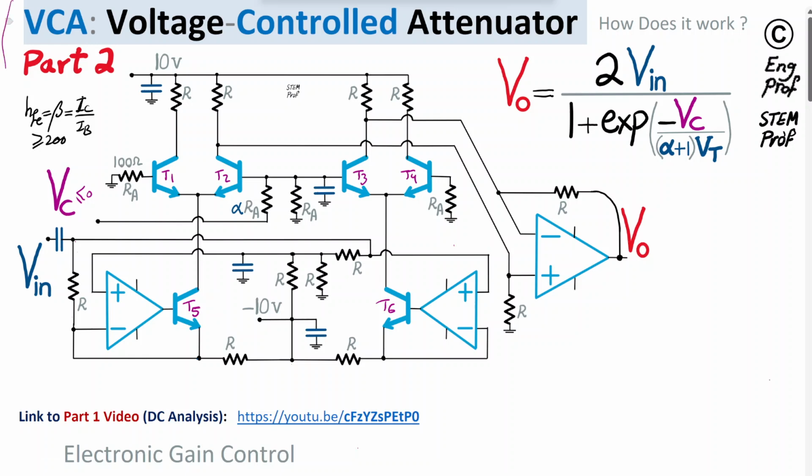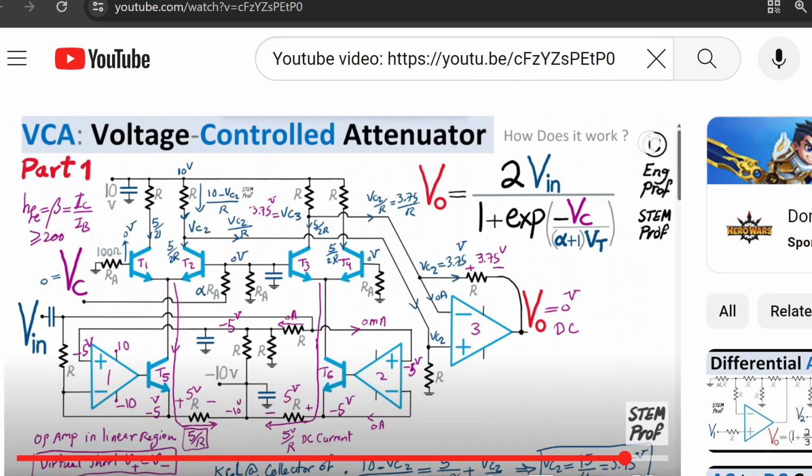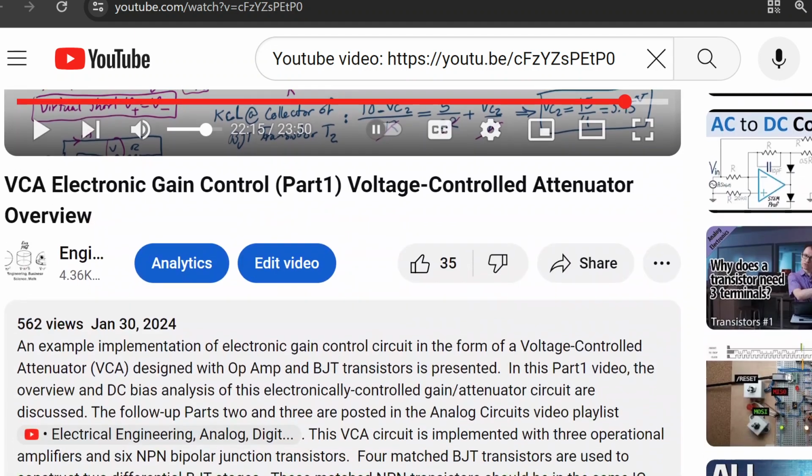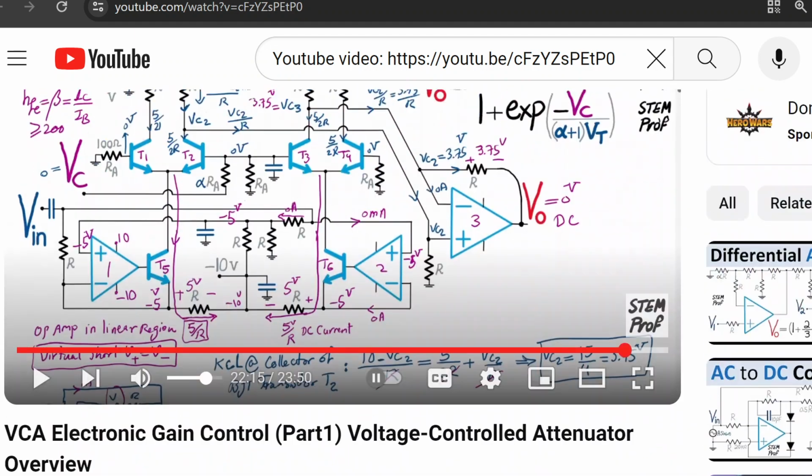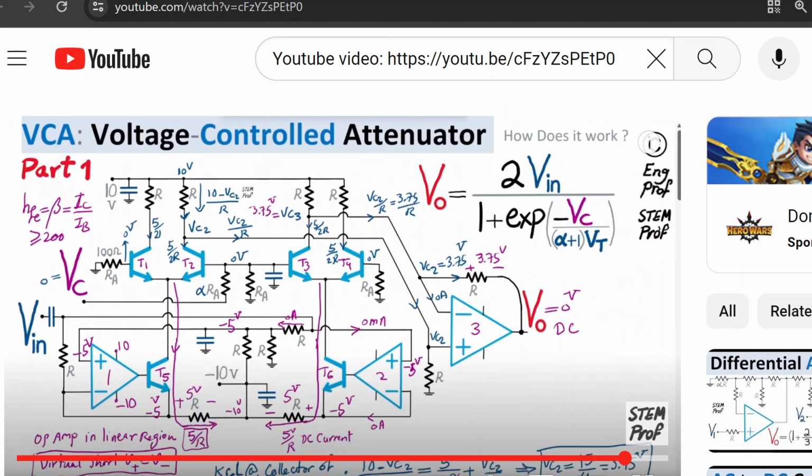Welcome to part 2 of this VCA, or voltage controlled attenuator, circuit design and analysis. In part 1 I did the quick overview of the circuit and DC analysis that was posted before, as also shown here on YouTube, in which I evaluated how we can DC bias this circuit and what is the value of, say, the DC of the output voltage depending on the voltage control.